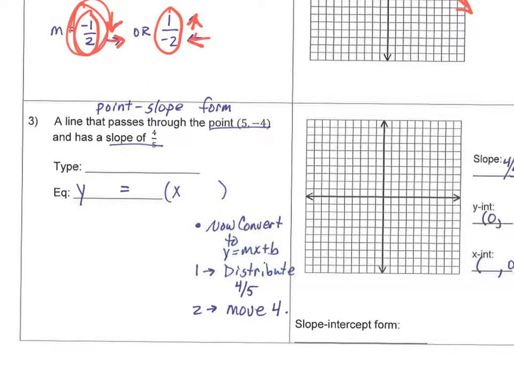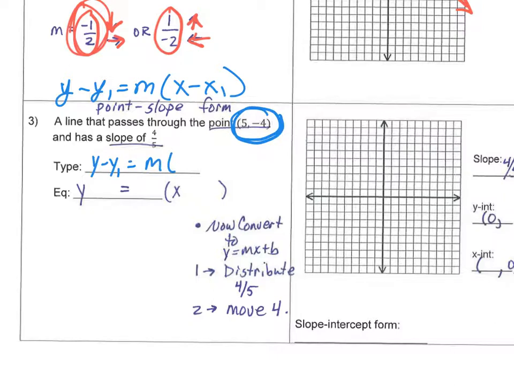All right, so it says a line that passes through this point and has a slope of 4/5. So we know that we're going to use point slope form. Now, just in case you've forgotten what that is, point slope form is y minus y1 equals m times x minus x1. Now, I'm going to remember that when I put the point in the equation, it changes sign. So the type is y minus y1 equals m times x minus x1.